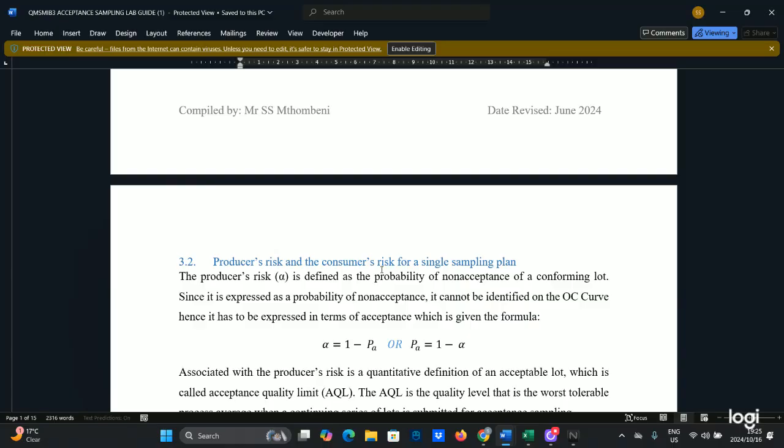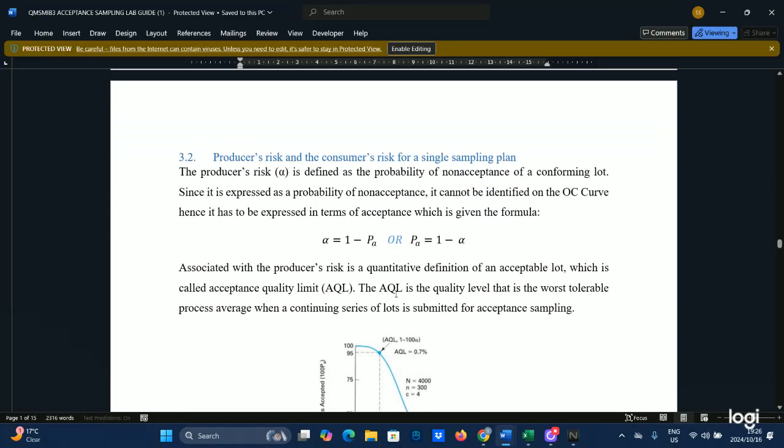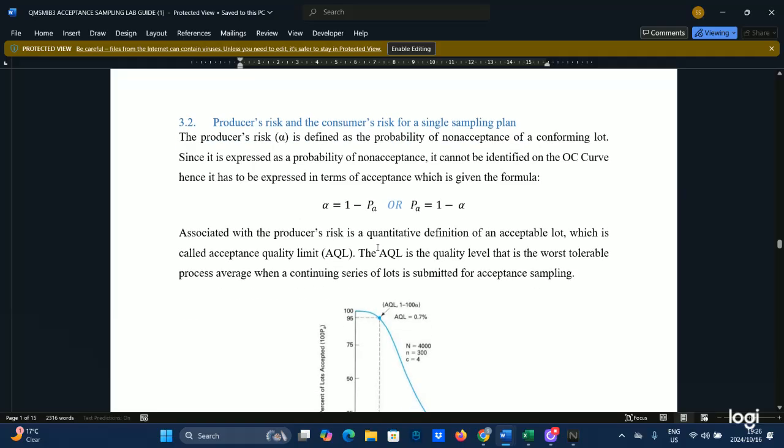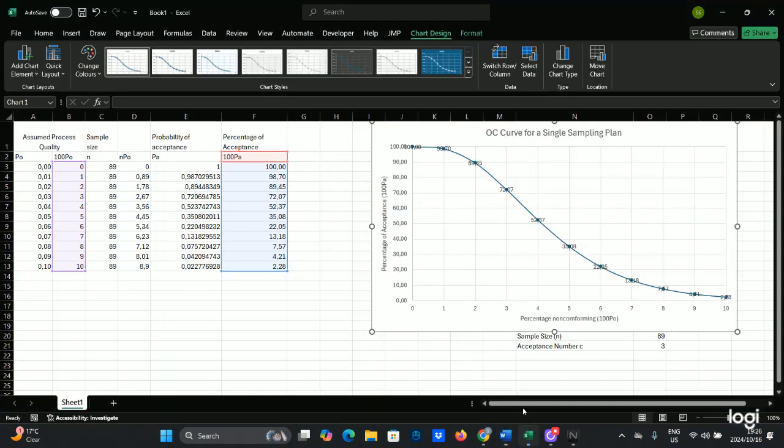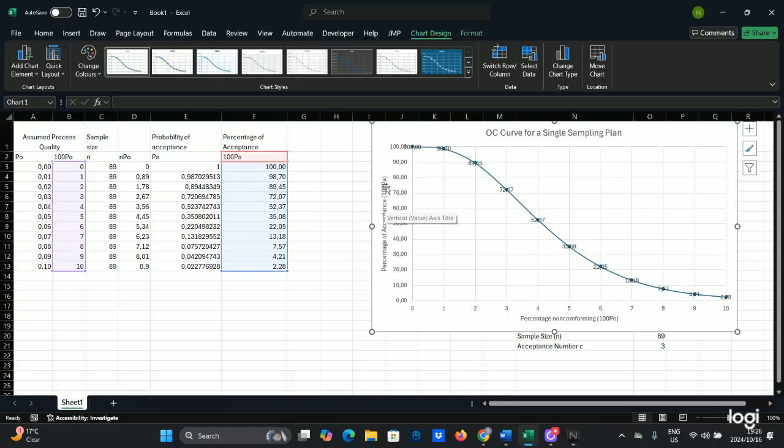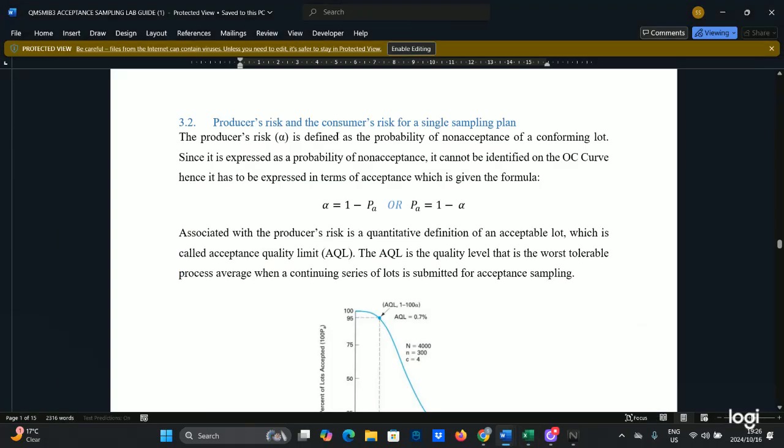That's where factors like that come into place. So the producer's risk is a proportion of non-acceptance, so it can be extracted straight from the OC curve. It's given by alpha, the probability of non-acceptance of a conforming lot. This here gives you the percentage of acceptance of a conforming lot. To get the probability of non-acceptance, you have to say this minus this.